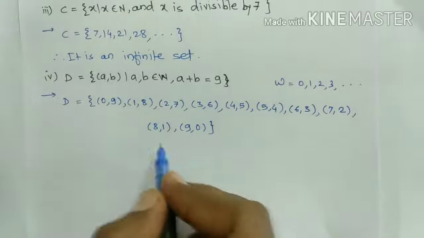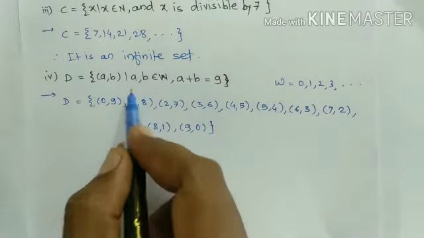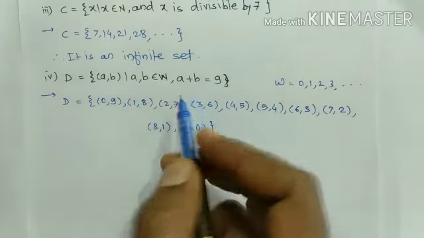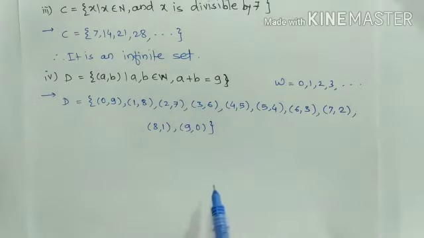These are all the pairs of whole numbers which satisfies the given condition. Which condition? A plus b equals to 9.